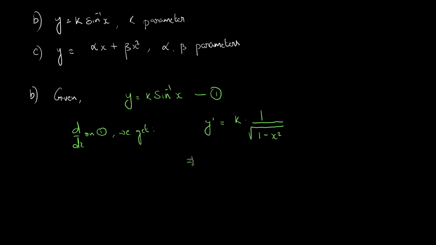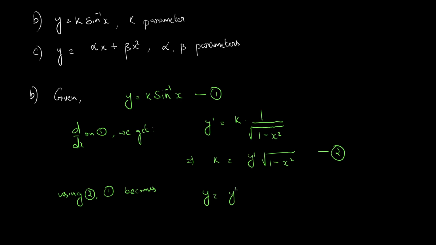From this we get k equal to y dash into root 1 minus x square. This is equation 2. So using 2, 1 becomes y equal to, substituting for k this value, y dash into root 1 minus x square into sine inverse x. So this is the required solution.